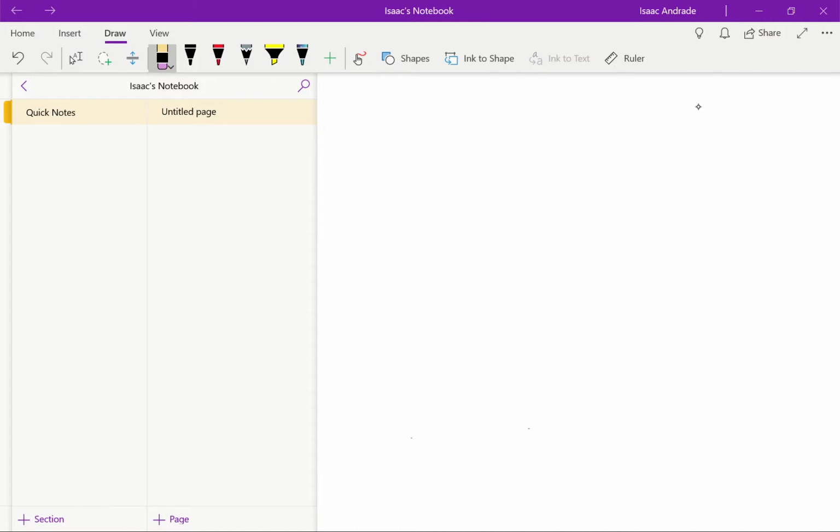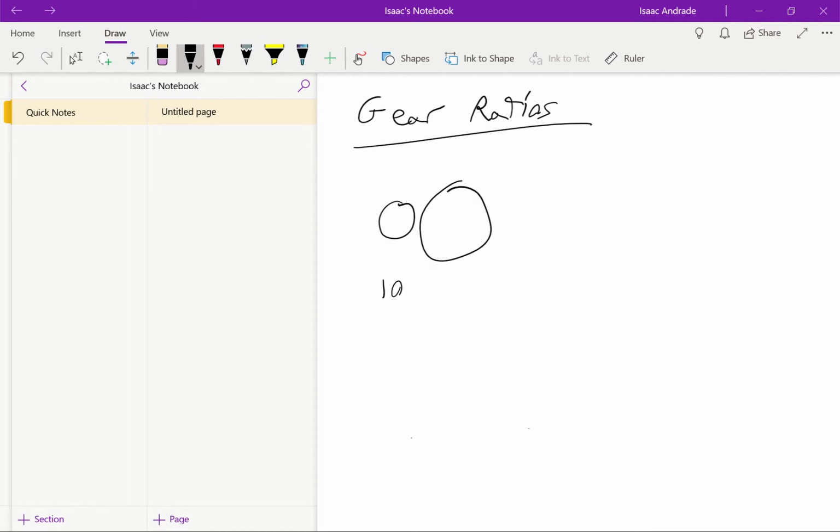Okay, today I'm going to be explaining the topic of gear ratios. So first, picture that we had two gears, one with 10 teeth, the other one with 30 teeth. What happens at this intersection here is it's going to look kind of like this.